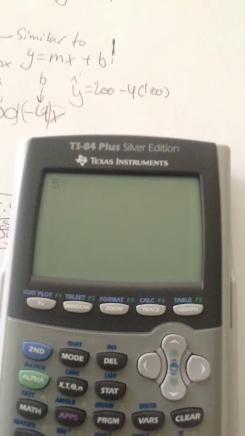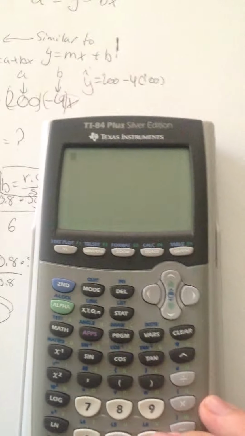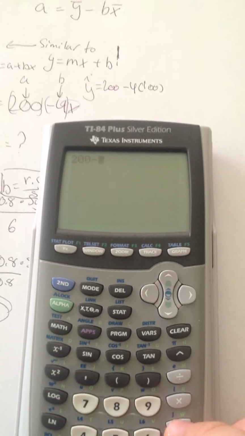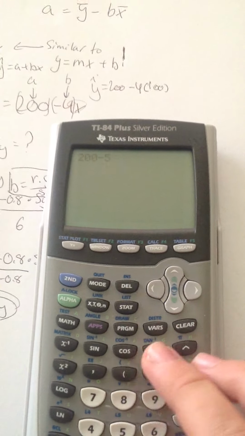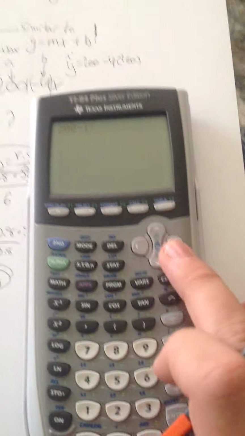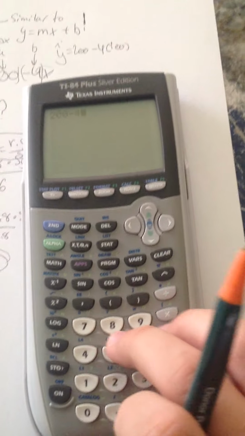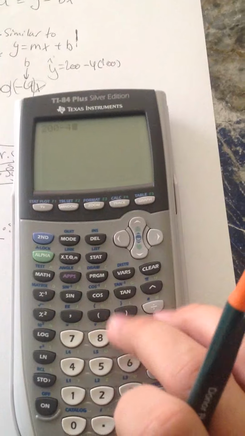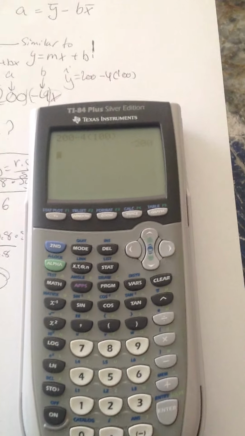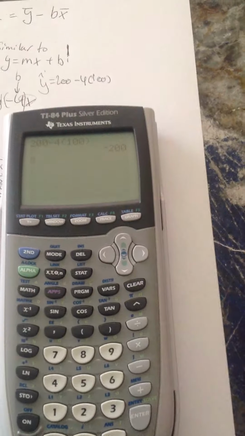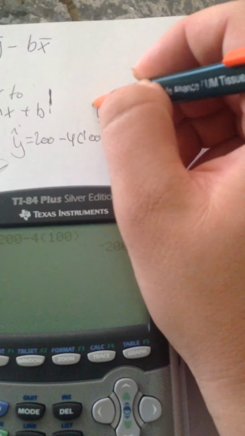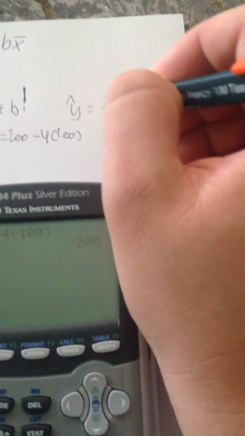Do 200 minus 4 times 100, put it in parentheses, and you get negative 200 as your answer. So your y hat value, your predicted y, would equal negative 200.